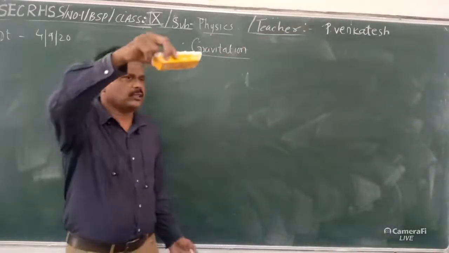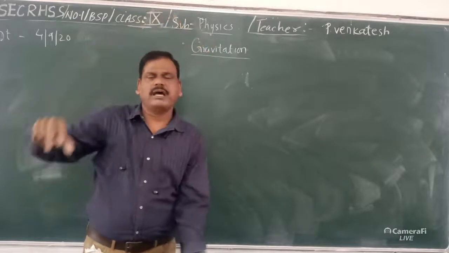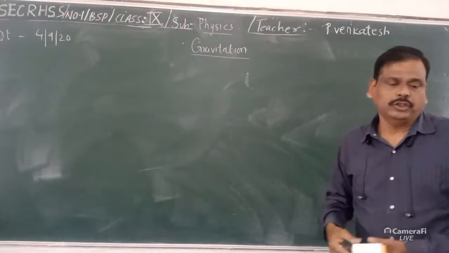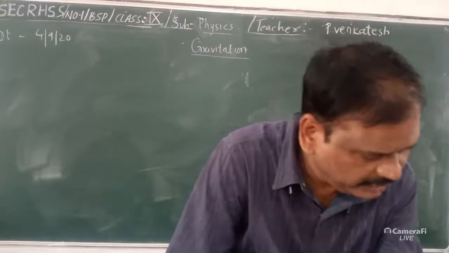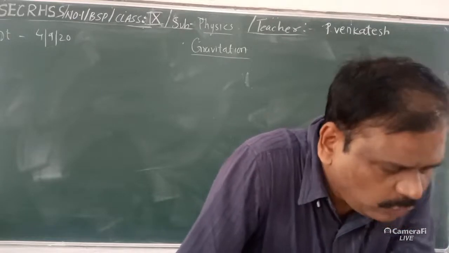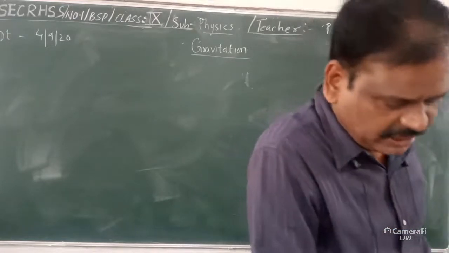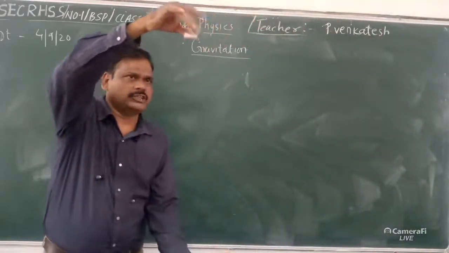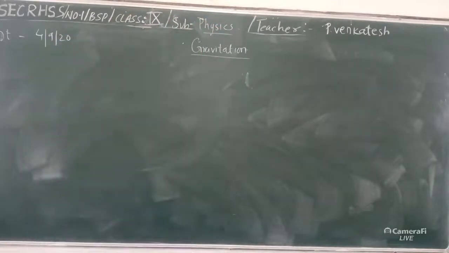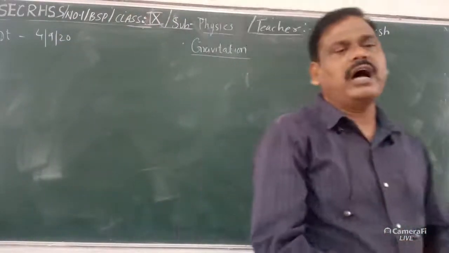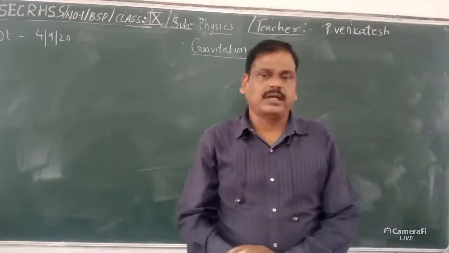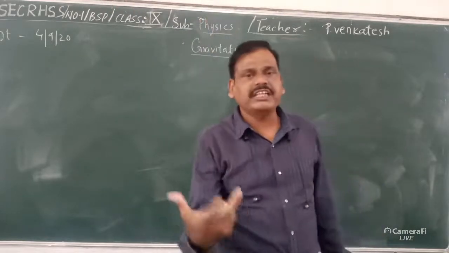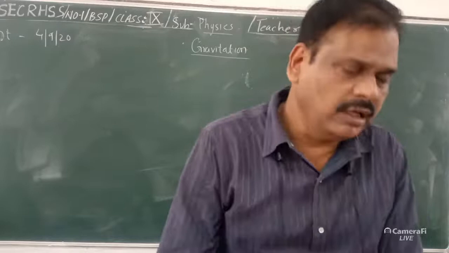Suppose this is an object. If you leave it, what will happen? This will fall down. Why this? Due to gravity. So a body falling freely towards the earth under the action of gravitational force alone is said to be in free fall. If you leave the chalk here, it will fall down. It is due to the gravitational force of the earth. Any body, if you leave it from a height, will fall down due to the gravitational force of the earth. This is called gravity.